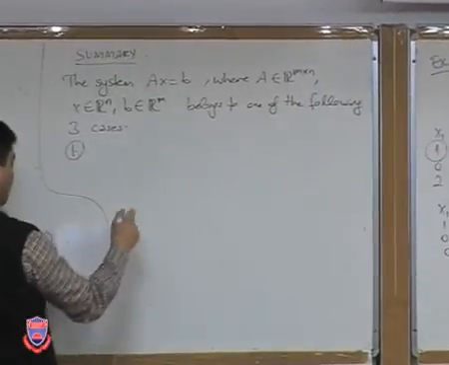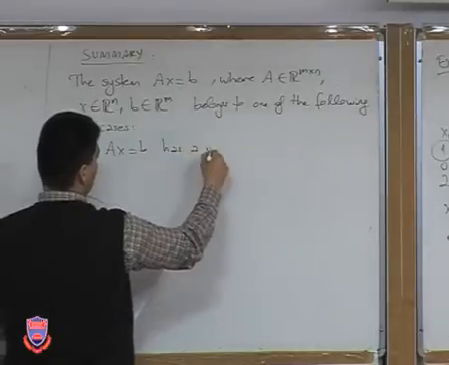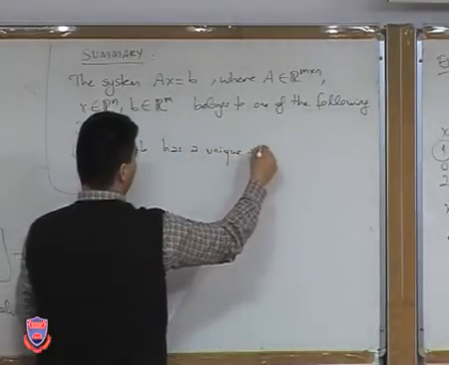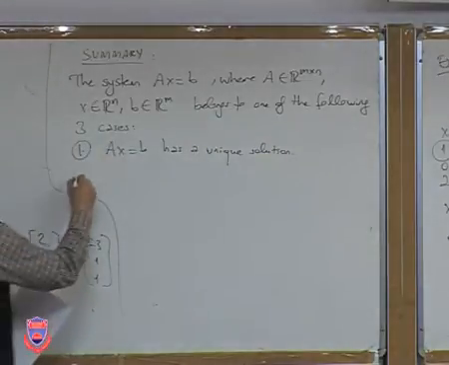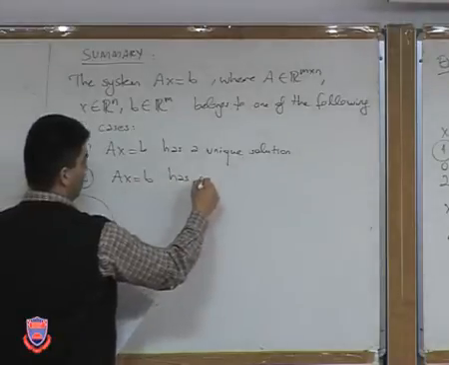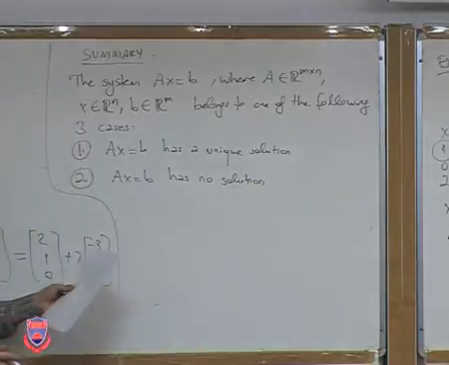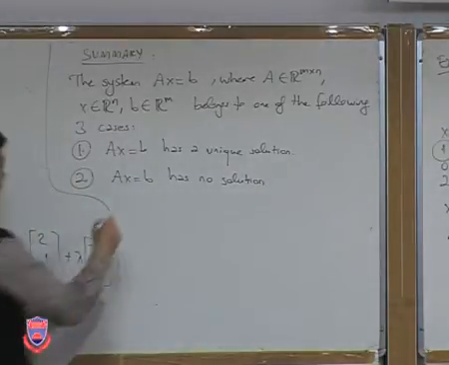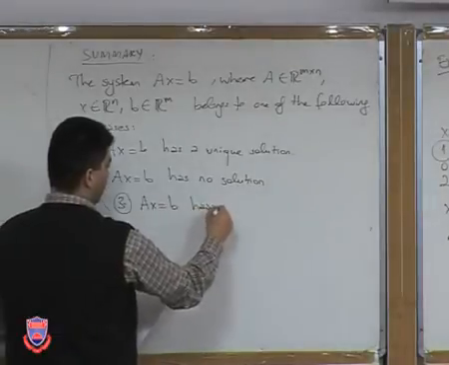So case number 1, Ax equals B has a unique solution. So there's only one x that satisfies this system. Case number 2, Ax equals B has no solution. In other words, the system is inconsistent. Okay? And case number 3, Ax equals B has infinitely many solutions.